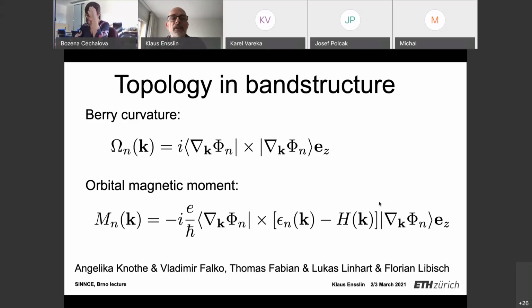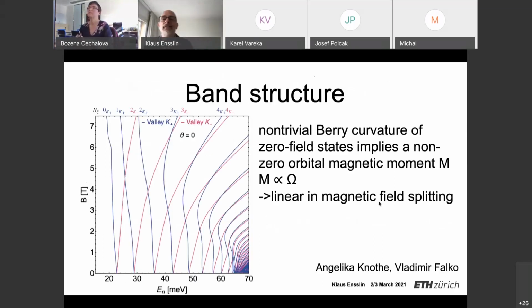And the equations are here, and you can solve that, and that has been done by Angelika Knothe and Vladimir Falko from Manchester. And the calculation is on the left-hand side. Vertical axis is magnetic field, horizontal axis is energy. These are the energy states in such a confined geometry. They did not include spin in their calculation. That's why they miss a factor of 2 in degeneracies. But what you nicely see is each state splits in 2 states as you apply a magnetic field.